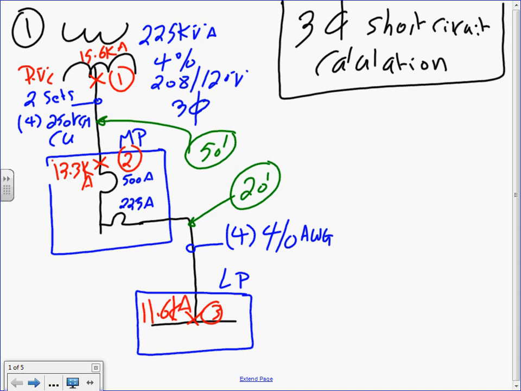Can you guys see that we started with 15.6? We dropped down to 13. We dropped again to 11.6. And all this drop is happening because of what? The impedance of the cables. I'm going to take a 480 system, gentlemen. We do the same calculation for it. So stick around, and then we're done. Cool? 5 minutes.